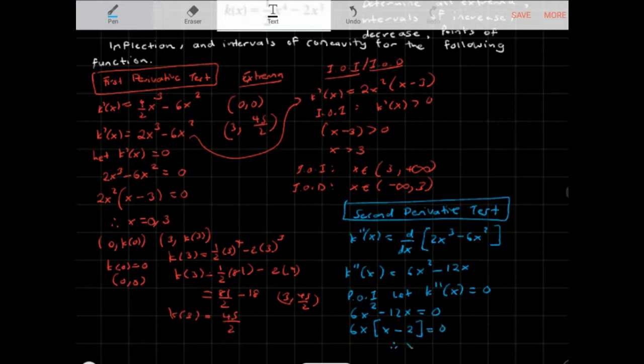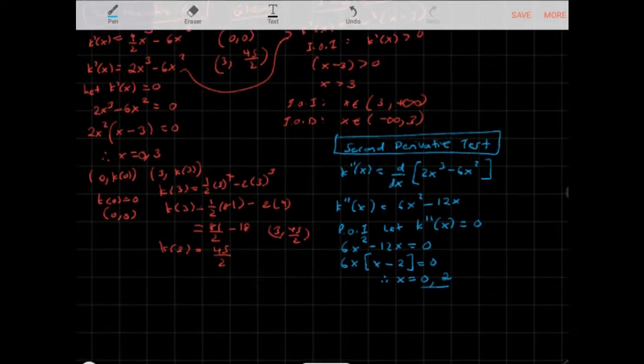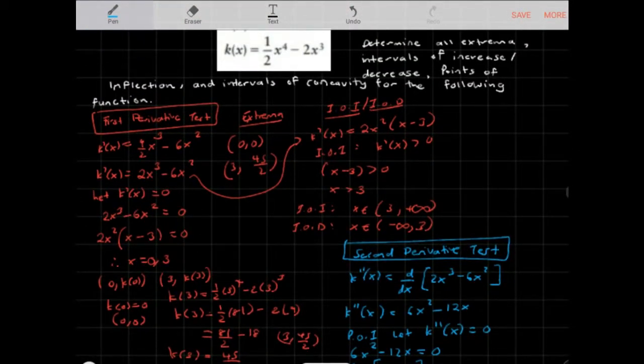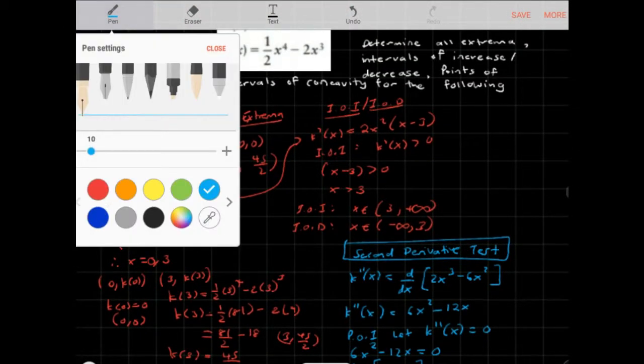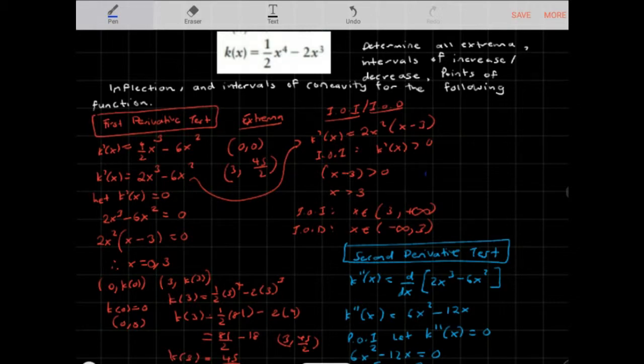So therefore, a point of inflection occurs at x equals 0 as well as 2. Now these are specifically just the x values of the points of inflection. If you want to find the y values, let's take our original function. I'm just going to write this out here. This is our original function, k of x equals 1/2 x to the power 4 minus 2x cubed.